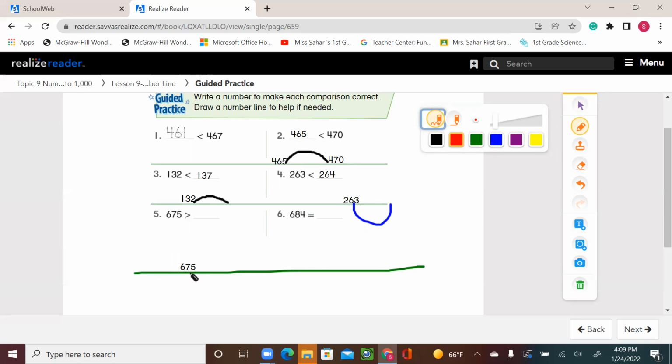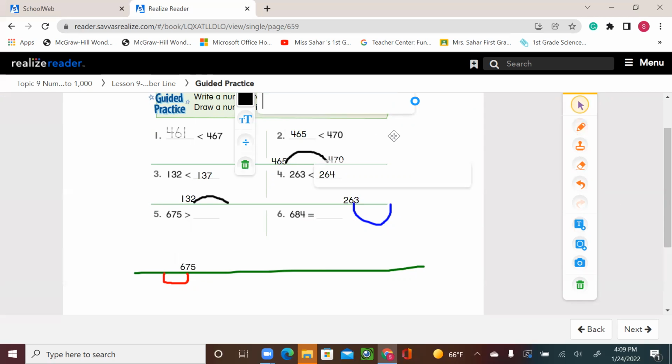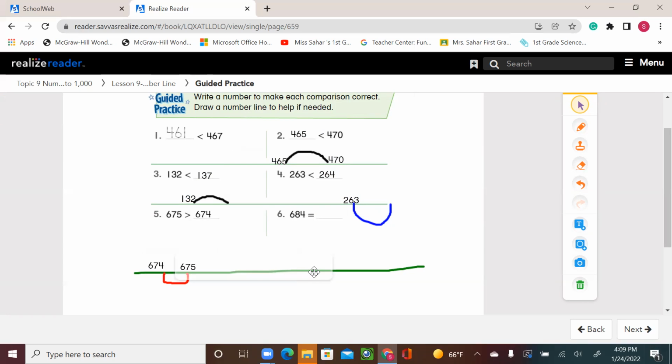And I'm just going to go 1 jump, and I'm going to go for 674. So that will be the number that comes before 675, and the number that I'm going to put over here to show that 675 is greater than 674. All right, now 684.